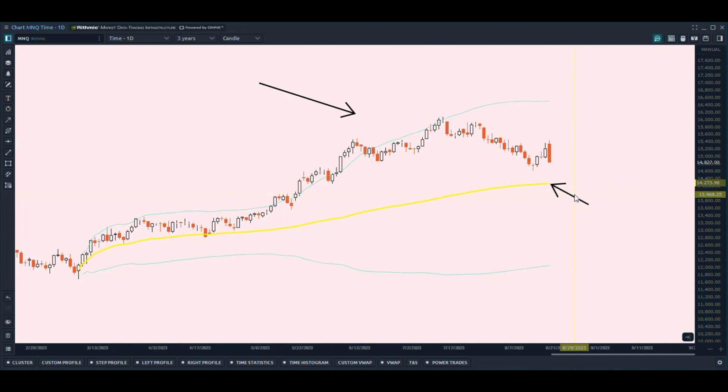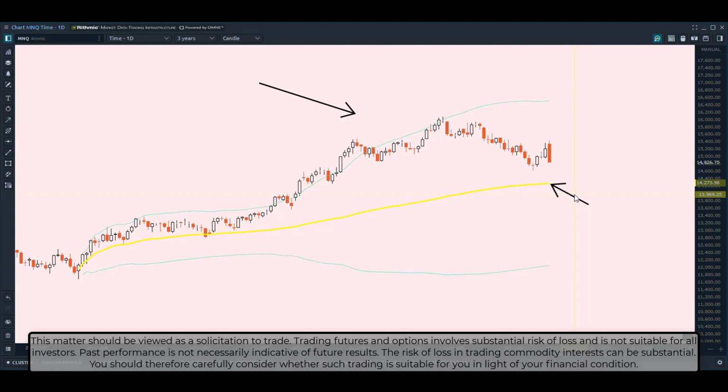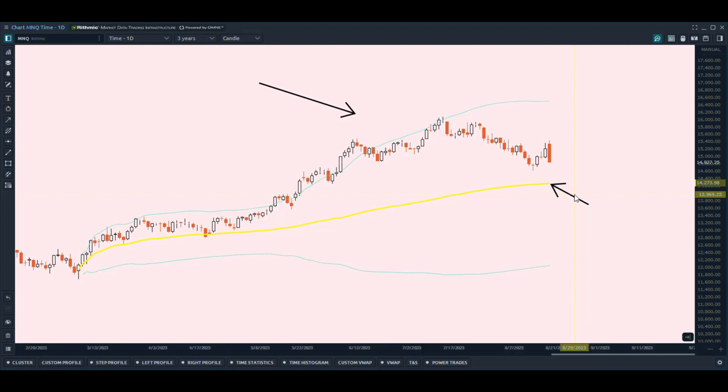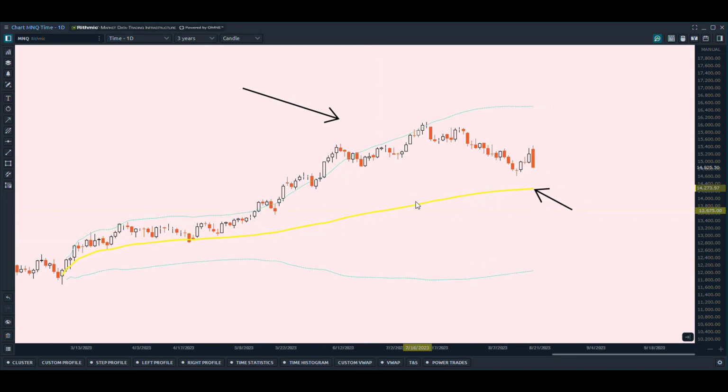So this is really how you can use the VWAP to gauge, are participants from X amount of time, do they have profit? Do they not have profit? And then you can see that the VWAP really does act as important levels of support and resistance, depending on which.